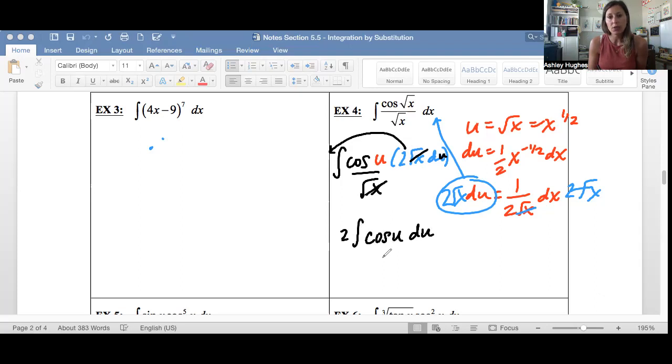Now, the antiderivative of cosine is sine. The 2 just hangs around, and then at last you plug back in what u was, which is the root of x. So this is your answer.